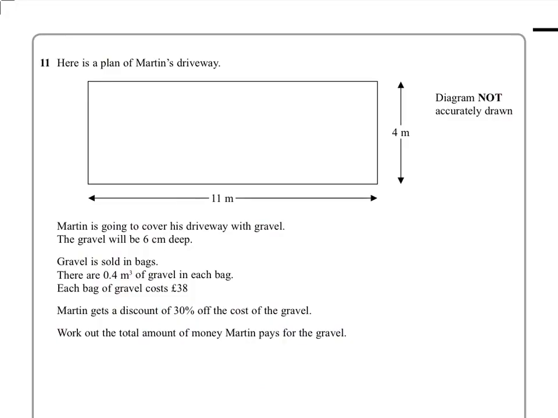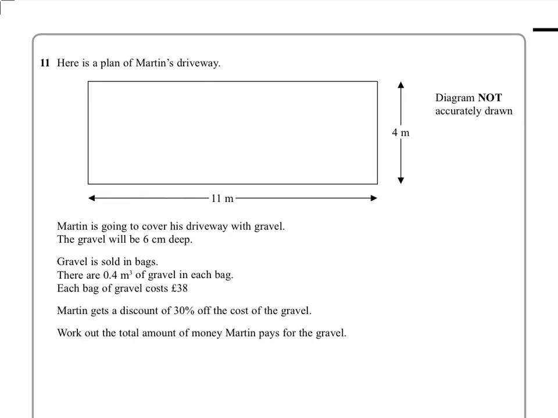Question 11. It's a plan of a driveway, and you've got to cover the driveway with gravel. The gravel will be 6 centimetres deep. Gravel is sold in bags. There are 0.4 metre cubes of gravel in each bag, and each bag costs £38. Martin gets a discount of 30% off the cost of the gravel. Work out the total amount of money Martin pays for the gravel.